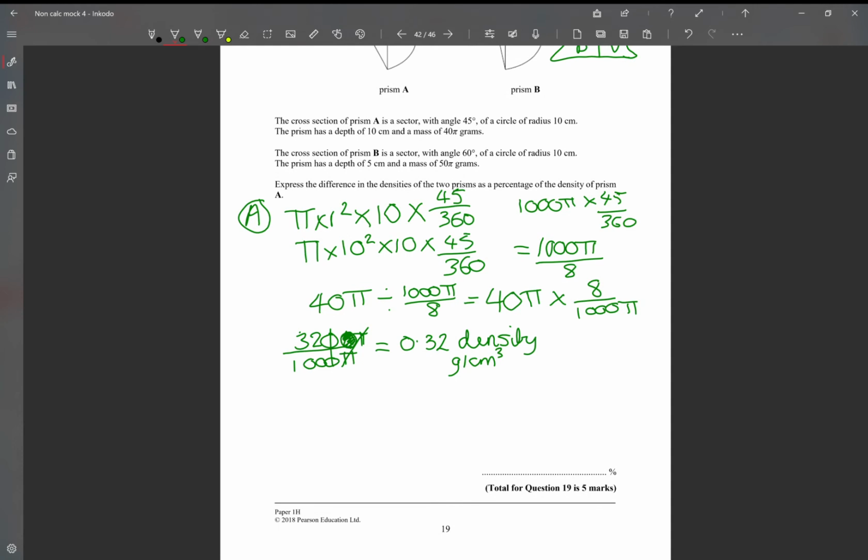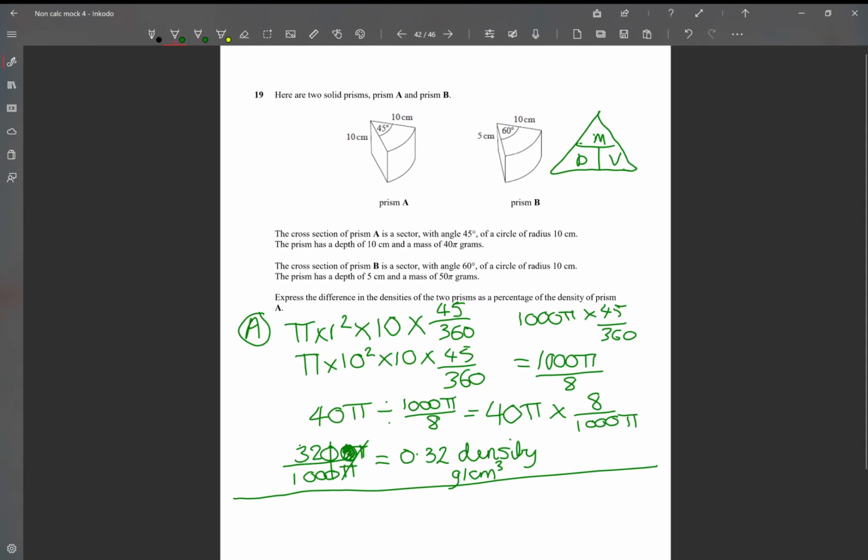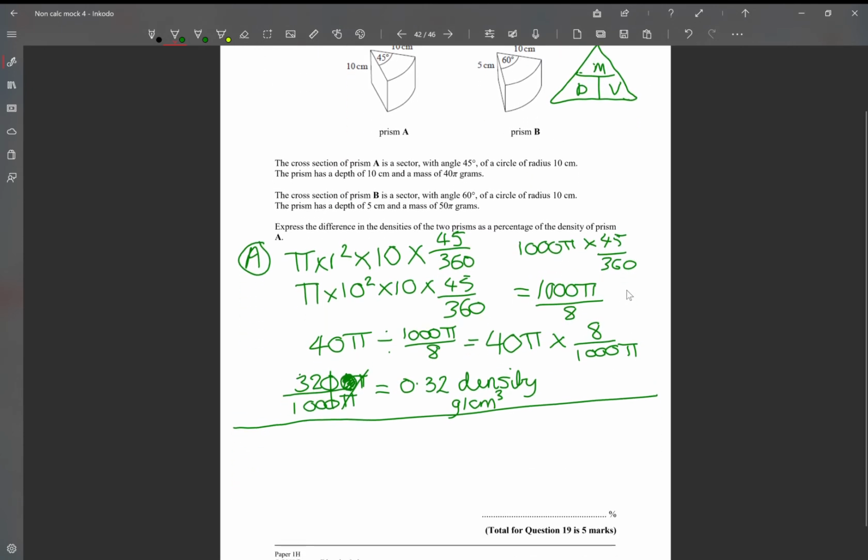I haven't got so much space here for the second one, so let's just draw a line here. The second one is exactly the same. I'm just going to skip a little bit of the working because it's exactly the same. So it'd be pi r squared, so 10 squared times 5, times, as a proportion, 60 over 360, which, if you notice, 60 goes into 360 as 1/6.